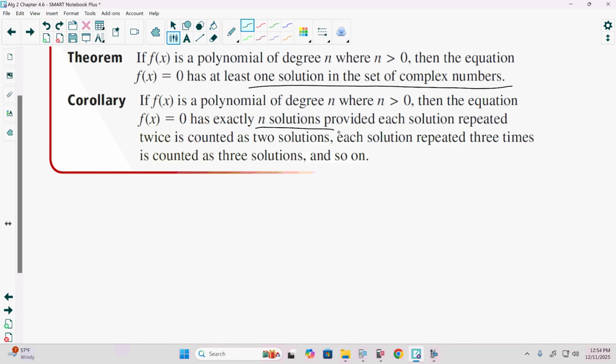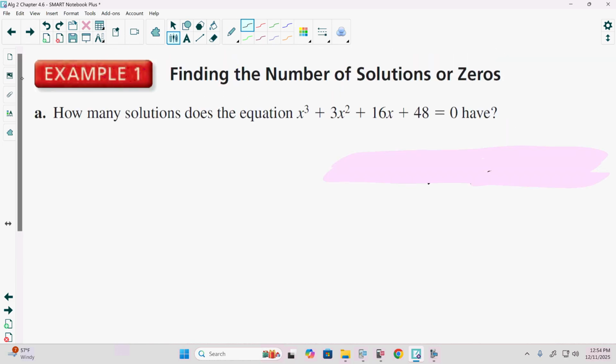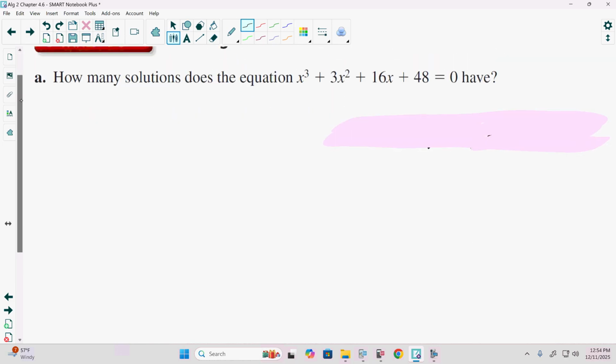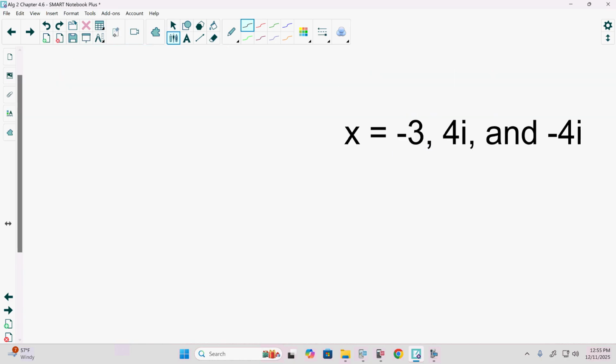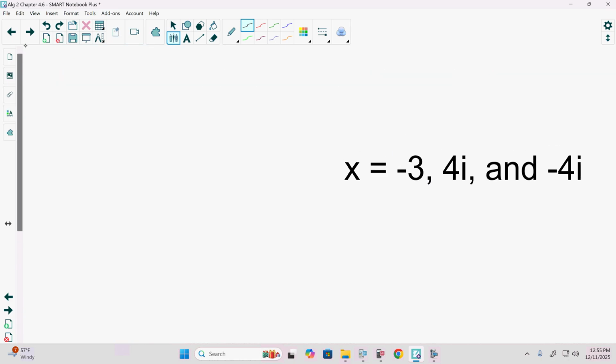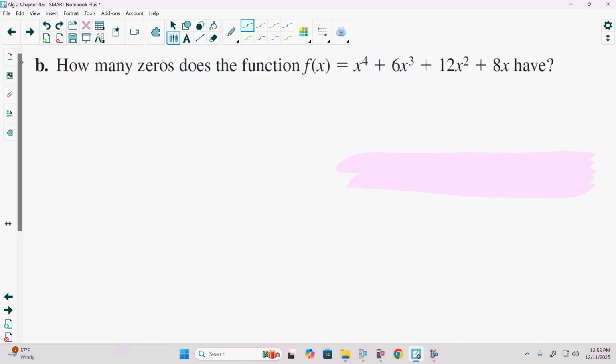Now that is helpful because when we start looking at polynomial functions, we can know how many solutions the polynomial function should have. So if we look at this first example, how many solutions does the equation x cubed plus 3x squared plus 16x plus 48 have? So how many solutions should that have? 3. It'll have 3 because the degree is 3.